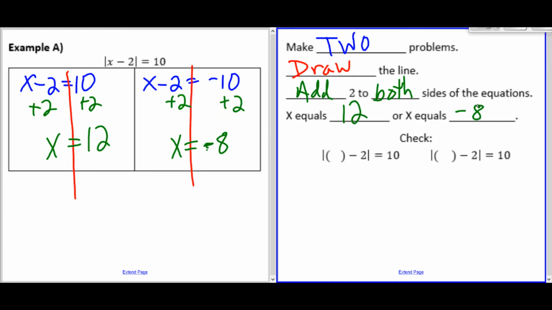And then we can check these by plugging them in. If I plug in 12 for x, I get 12 minus 2, which is 10, and the absolute value of 10 is 10. So this checks. The next one, if I plug in negative 8 minus 2, that's negative 10. The absolute value of negative 10 is 10. So this checks as well. This is the basic process of how you solve an absolute value equation. You make your two problems and change the sign of the number.